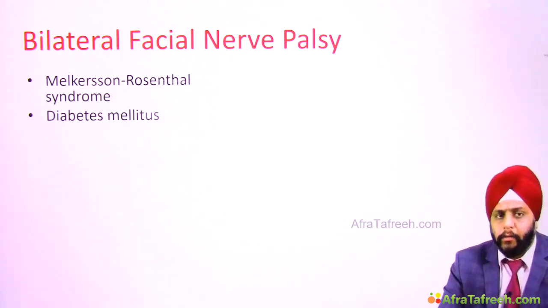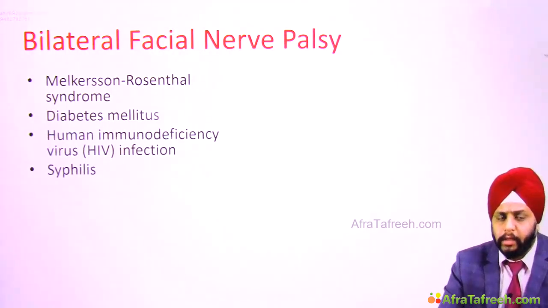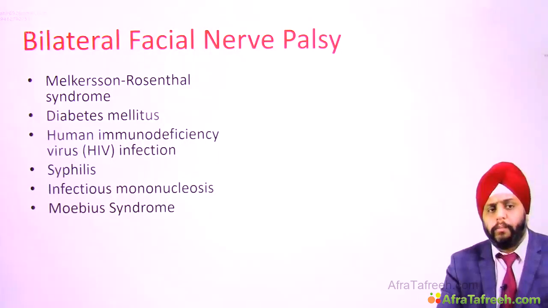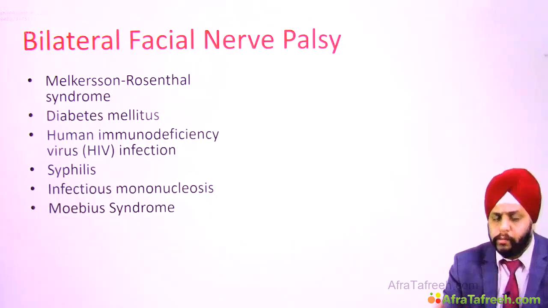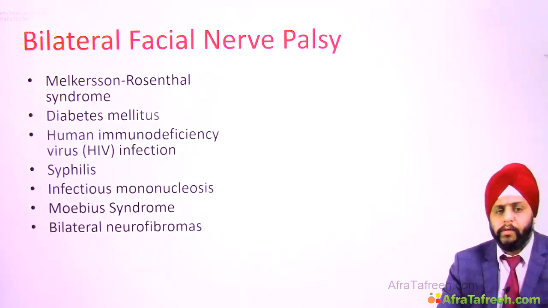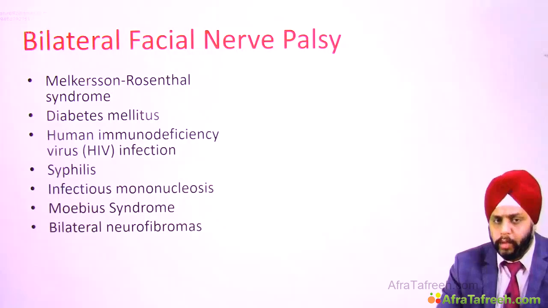Other than that, I have already told you the Melkersson-Rosenthal syndrome can also have bilateral facial palsy, as can diabetes, HIV infection, syphilis, infectious mononucleosis. Just to complete the list, Mobius syndrome we have discussed, they have bilateral 6th and 7th nerve palsy, and a patient can even have bilateral neurofibromas. So this was bilateral facial palsy.